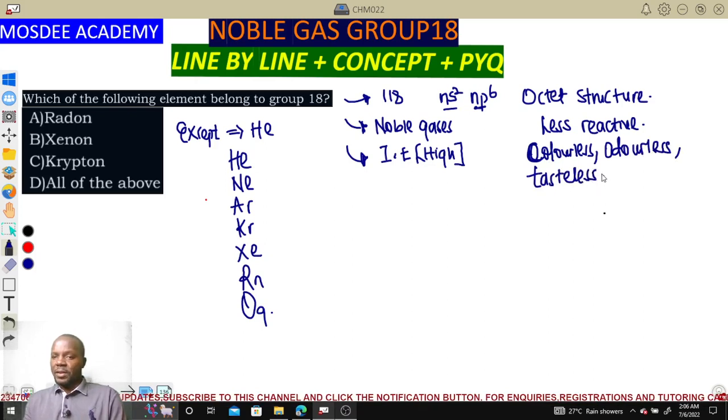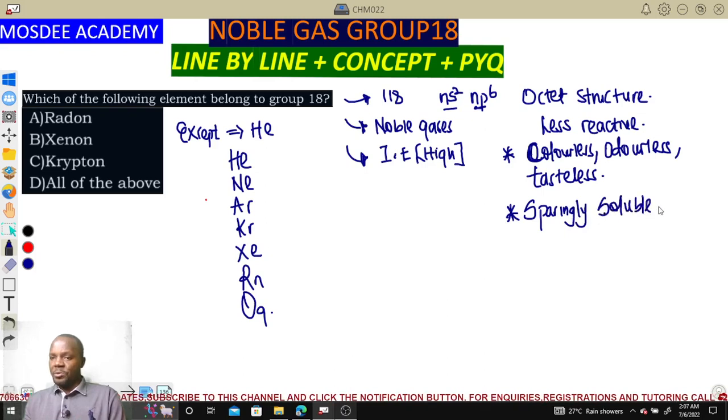Another important physical property you can write about them is that they are sparingly soluble in water.